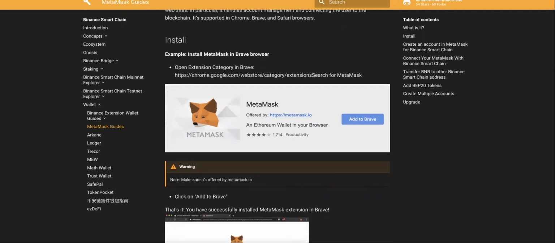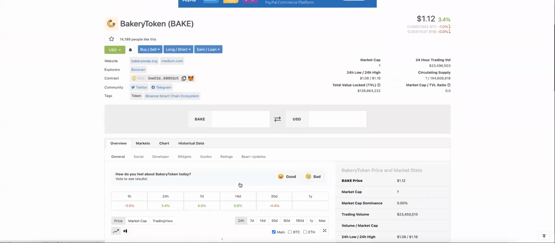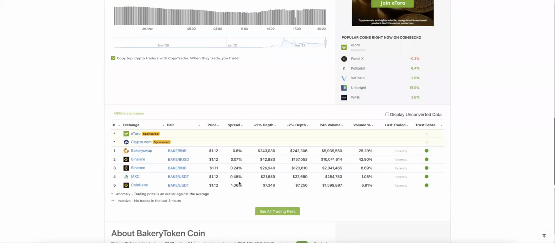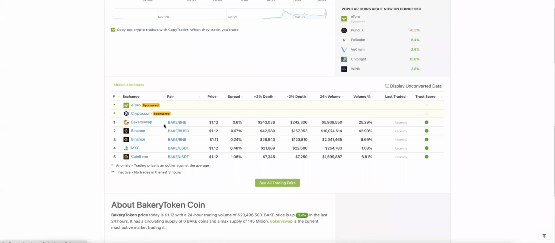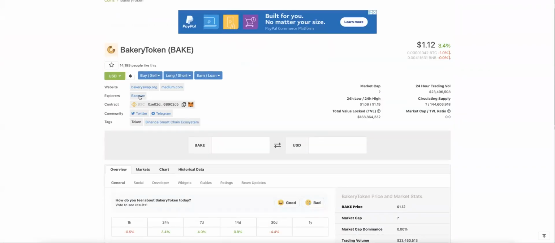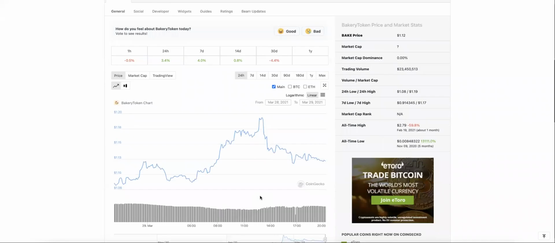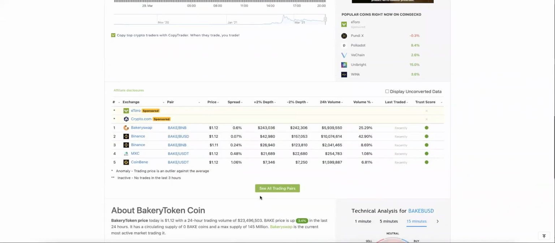So you can just click on the link and then configure your Metamask to work with Binance Smartchain, assuming the coin you are going to buy is only available on Binance Smartchain, just like the Bakery token. You see, Bakeryswap is on Binance Smartchain, just like Uniswap is on the Ethereum network. So you can see the pairs you want. If I click, it's going to launch Bakeryswap.